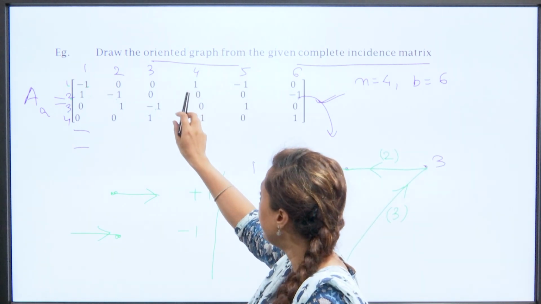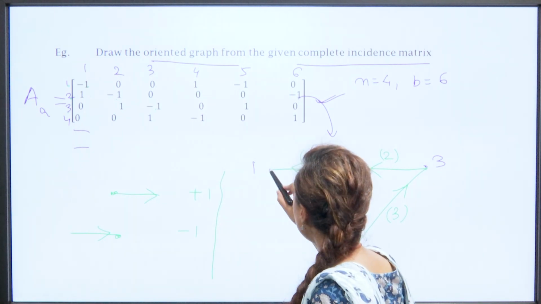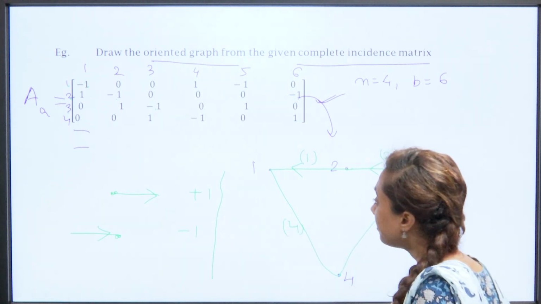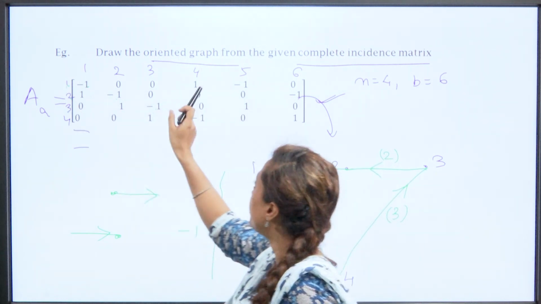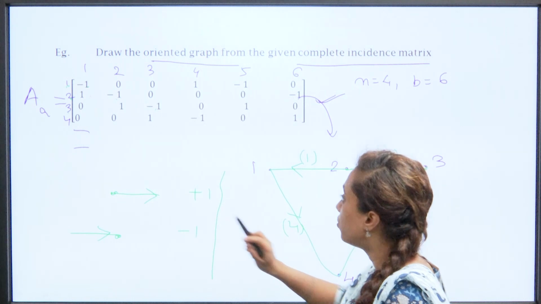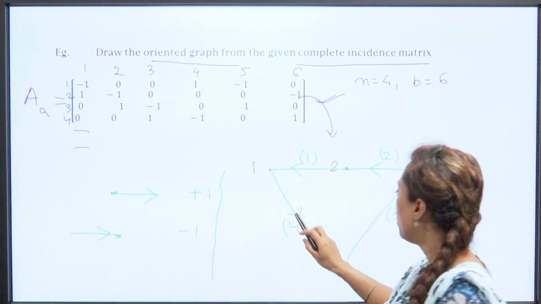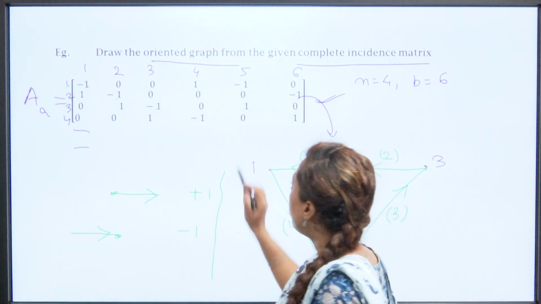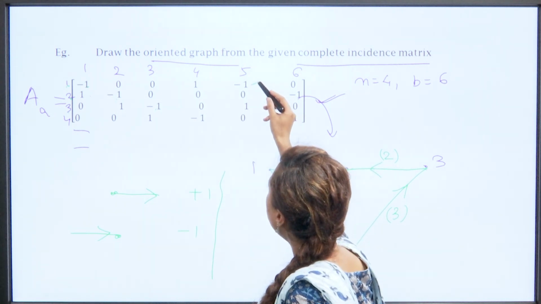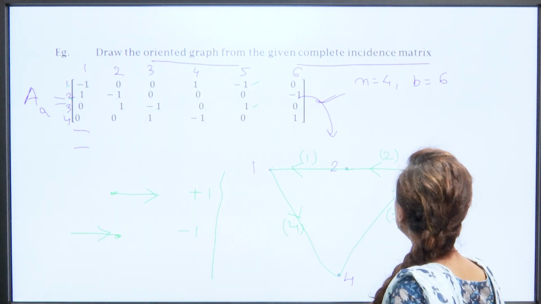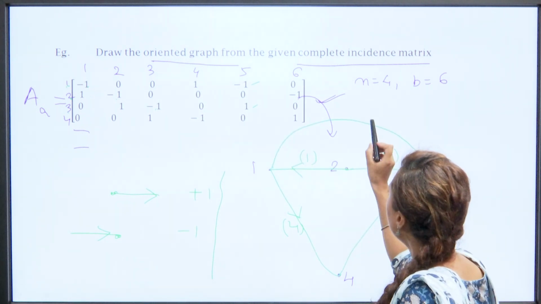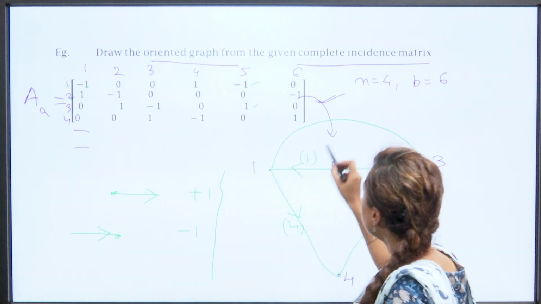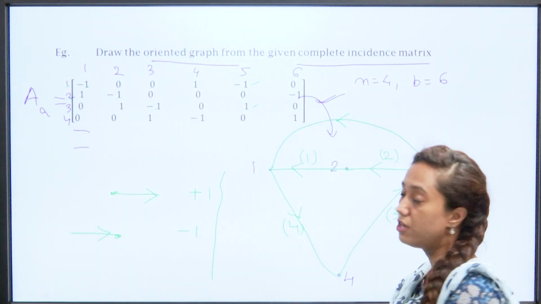Now, the fourth branch is in between node number 1 and 4. So, in between 1 and 4 we will connect and name this as the fourth branch, right. For the first node it is plus 1, it means it is moving outward from the first node and it is incoming for the fourth node, right? For the fifth branch, it is in between node number 1 and 3. 1 is here and 3 is here. So, there is a branch between node 1 and 3. Now, for the orientation, for the first node it is minus 1. It means that for the first node it is moving towards node number 1.